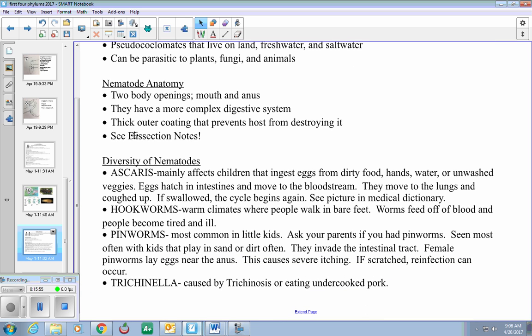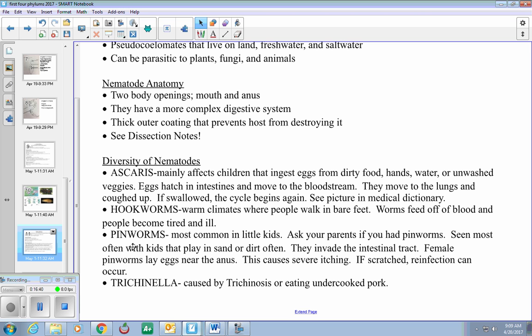Unfortunately, this year we are not dissecting the nematode Ascaris. So some of the diversity, the Ascaris worm mainly affects children that ingest eggs from dirty food and water. They are these really long worms. They kind of look like noodles, and they basically end up inside your intestines. It is a vicious cycle, and a lot of children in developing countries actually will die from complications with the Ascaris worms. Hookworms you get a lot of times if you walk around barefoot, the hookworm will enter the bottom of your foot. It'll actually crawl up to your leg, and then it will feed off of you.